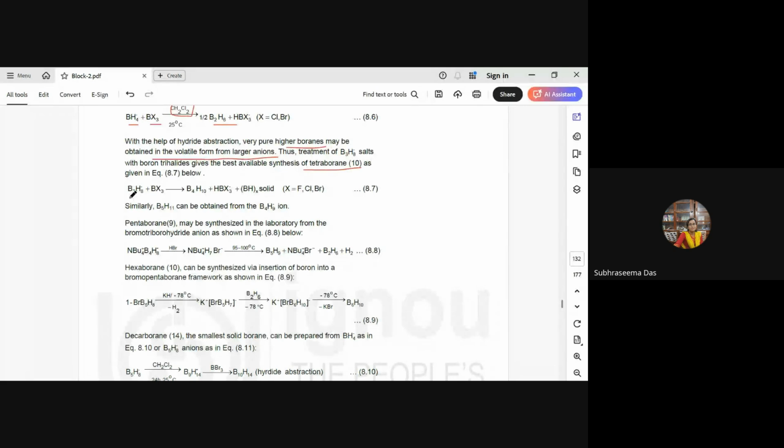Suppose we start with B3H8 and we take a boron halide. It gives us a higher borane, that is B4H10, the tetraborane. Similarly, we can also obtain B5 from the lower B4. So that is the pentaborane. It can be synthesized from the lower borane.